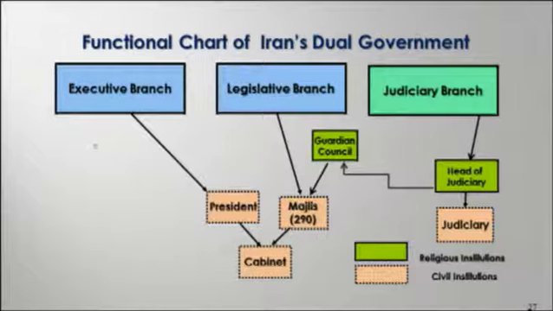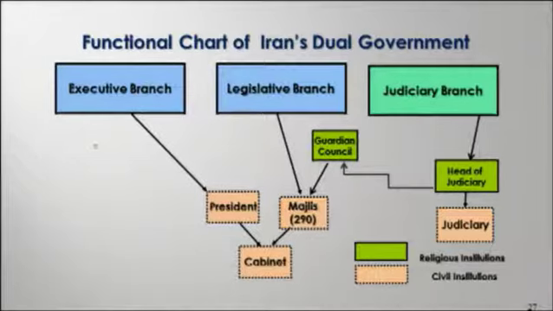Now remember, the head of the judiciary is also appointed by the leader. So therefore, the leader has direct control over 6 of those members and indirect control through the judiciary head over the other 6 lay members.